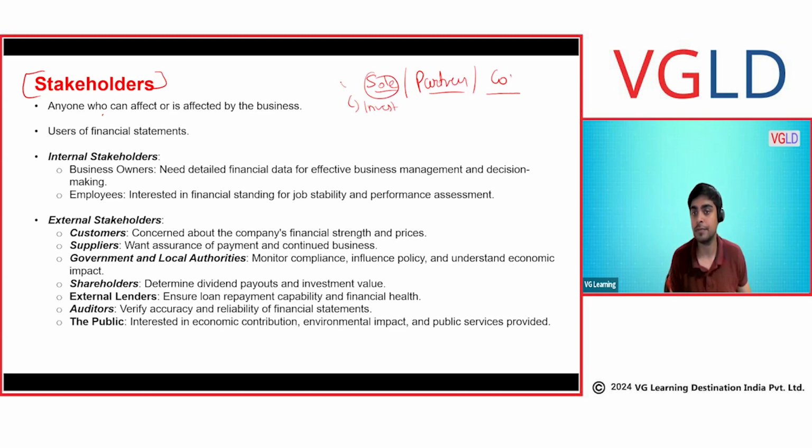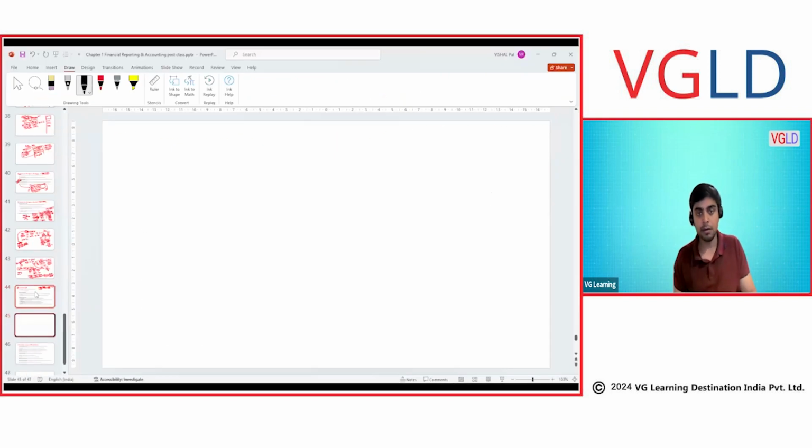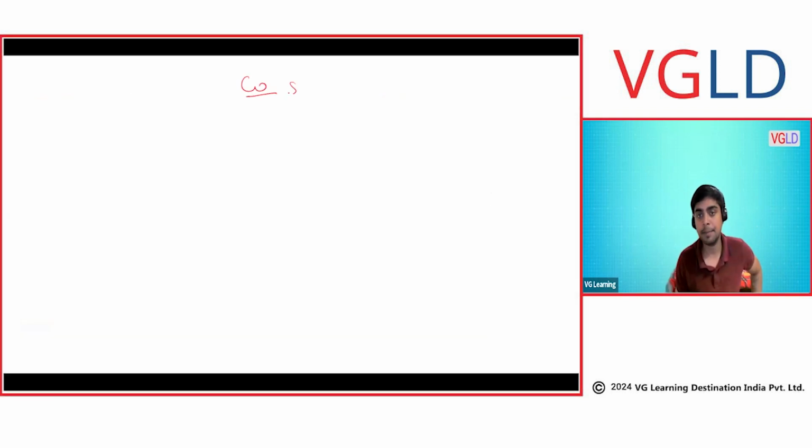Let's say the owner, a partner, or shareholder in case of a company. Shareholder is basically the same as the owner. Shareholder is just the owner in case of a company. I think in the last class we did not discuss this: a company is a separate legal entity, that we know.